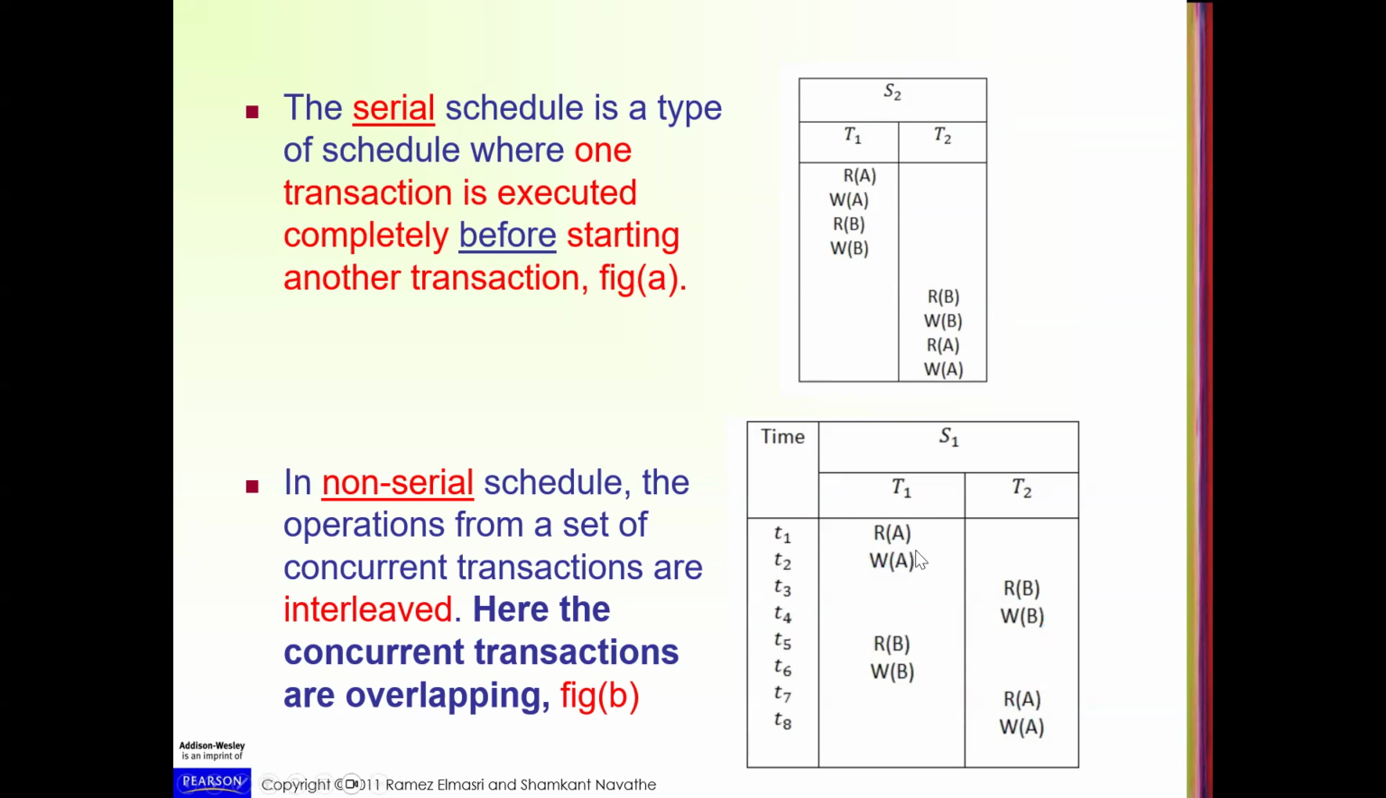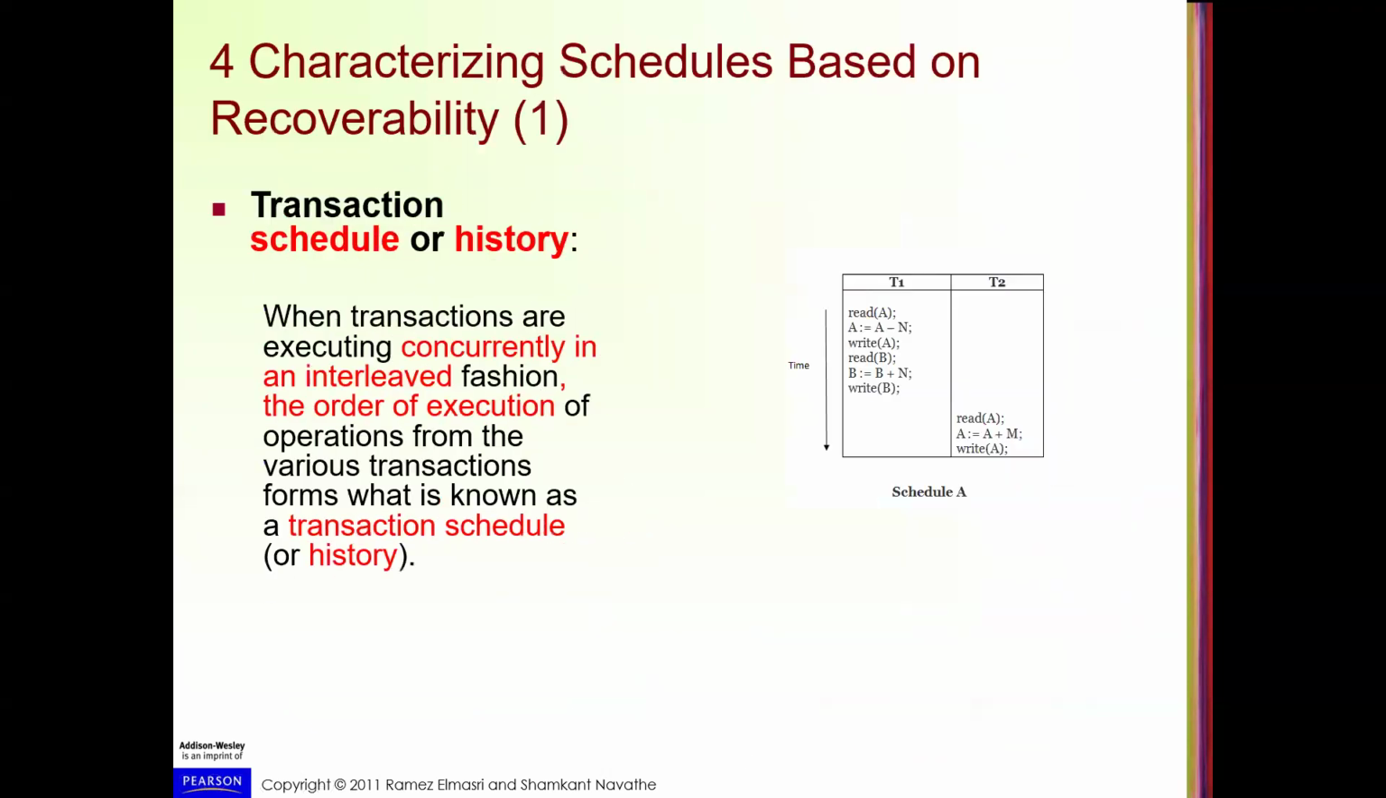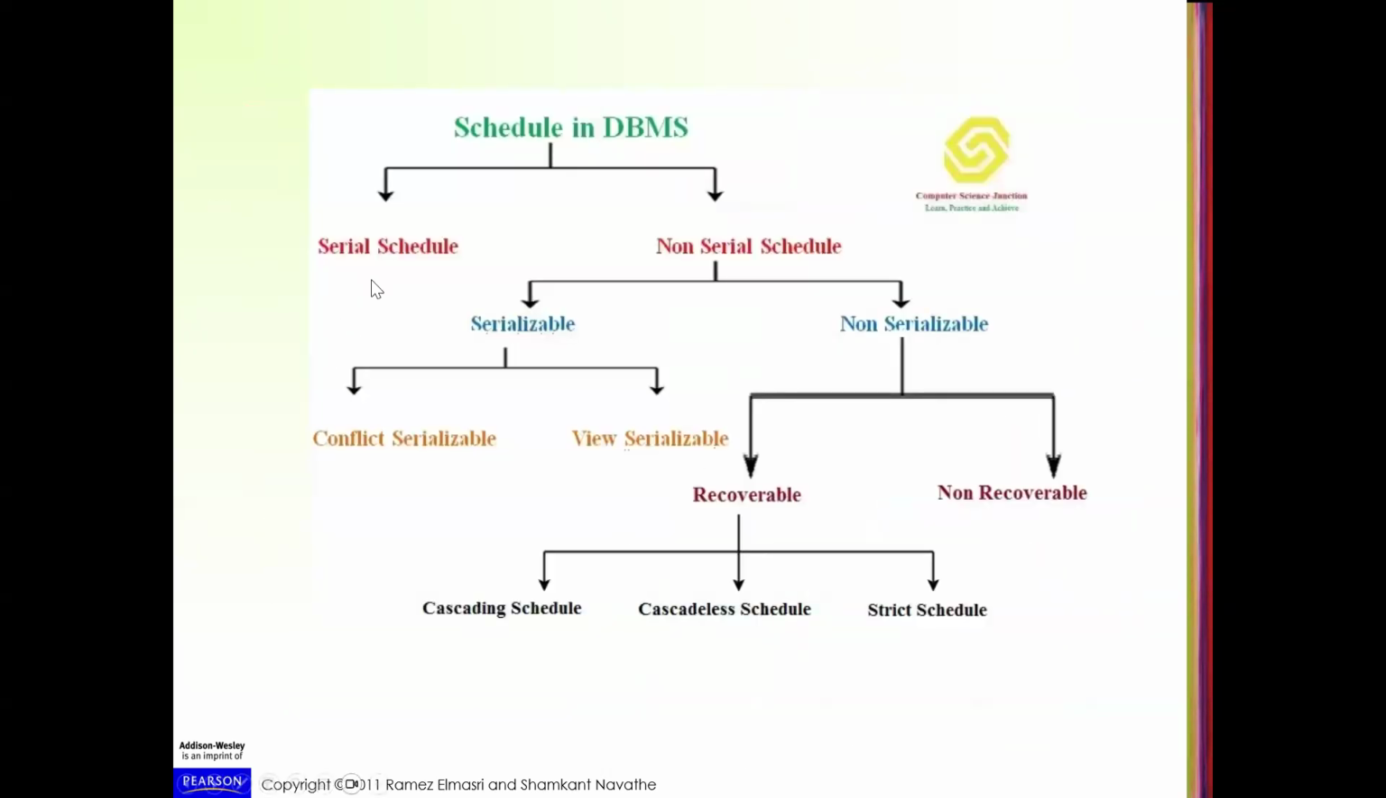So here T1 is working and then it is waiting. T2 starts working. Then after T2 finishes, T1 again starts, and then after T1 finishes, T2 starts. So T2 is not waiting for T1 to complete before starting itself. It's starting in the meantime. Now, we have discussed the serial schedule. We have discussed the non-serial schedule.